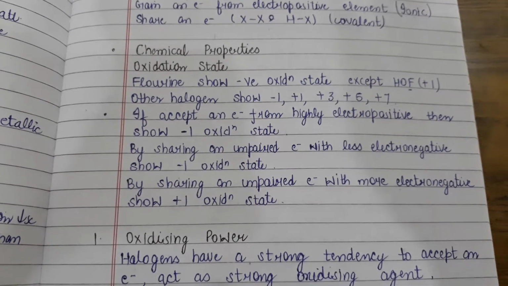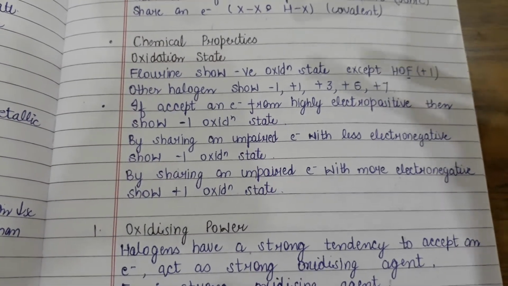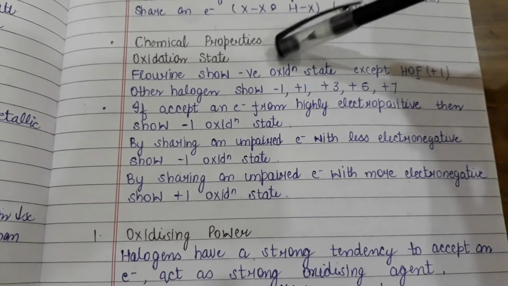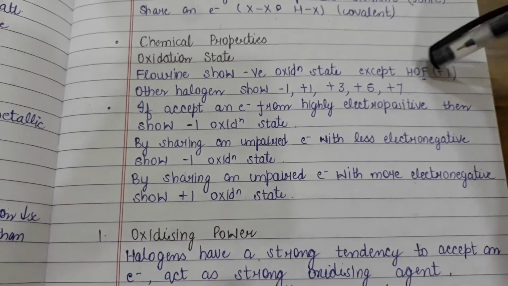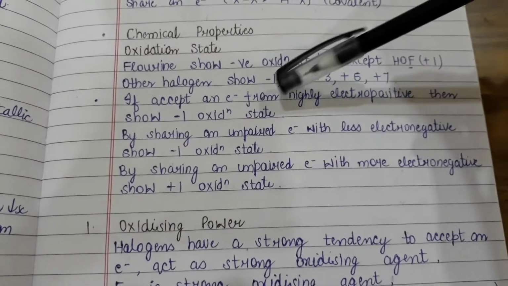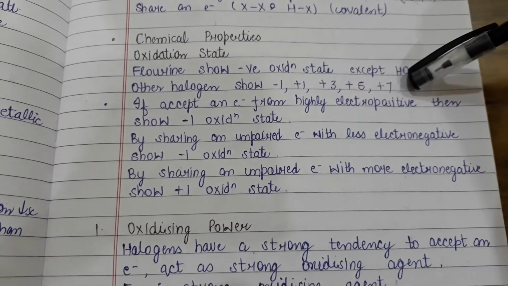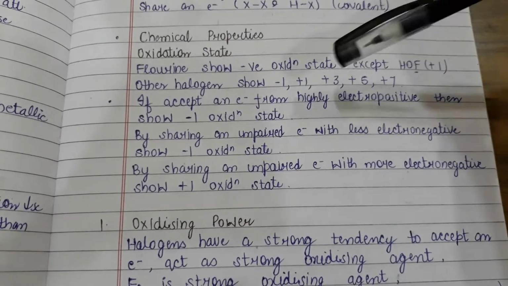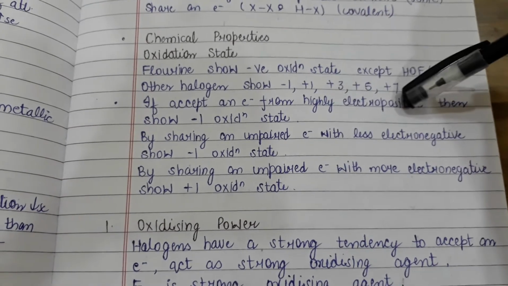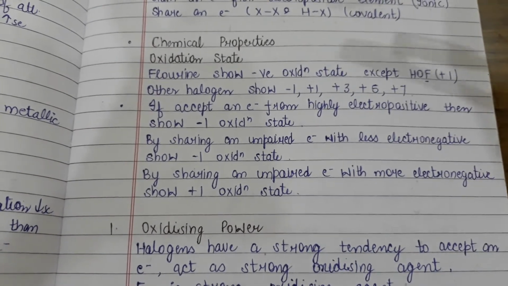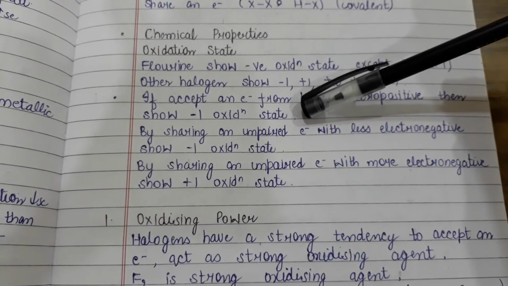Students, today we will discuss chemical properties. Yes, oxidation state. Fluorine always shows -1 oxidation state except in HOF. And other halogens show positive oxidation states also. If a halogen accepts an electron from a highly electropositive element like Na, then it shows -1 oxidation state.